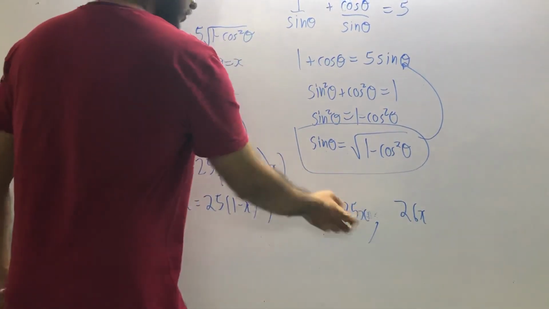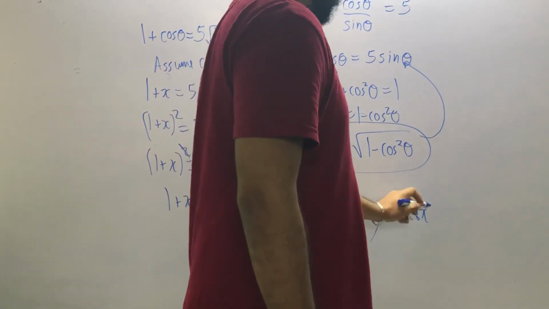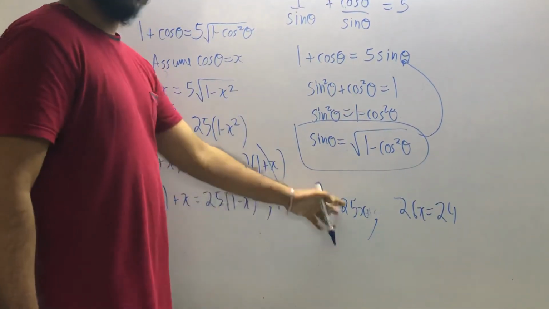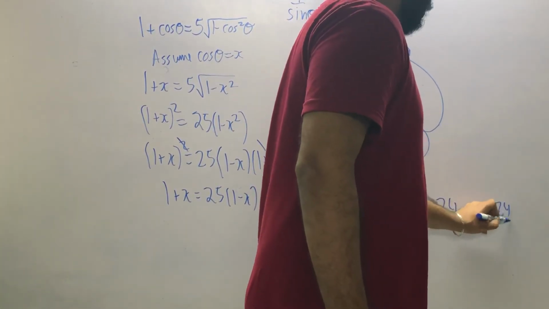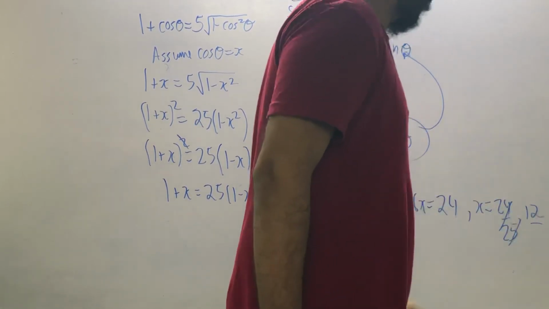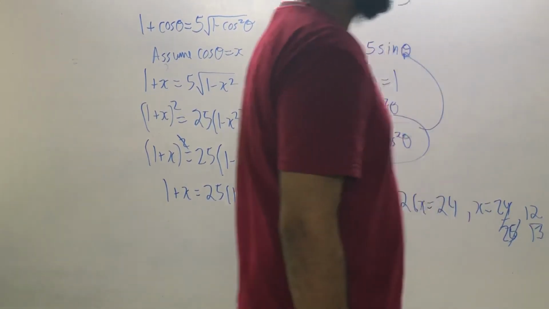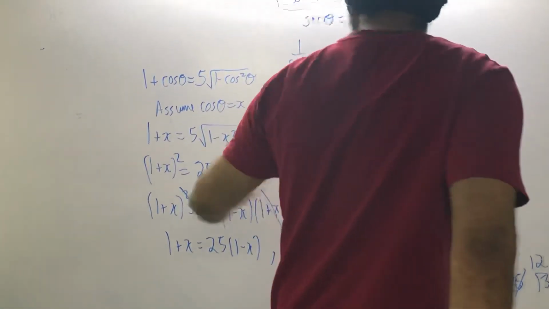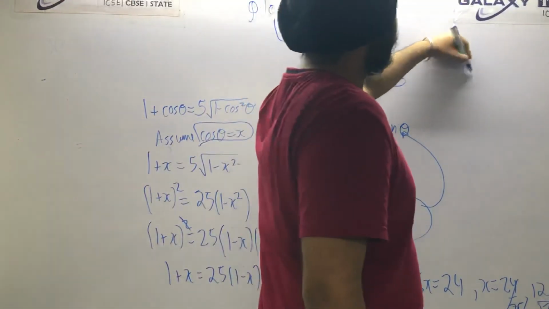Okay, this is minus, so upon coming here it will be added. 26x is equal to 24, because 1 will get subtracted. So x will be equal to 24 upon 26, sorry, 12 upon 13. x is equal to 12 upon 13. Okay, so x was cos theta, I had assumed here, so you can write cos theta is equal to 12 by 13.